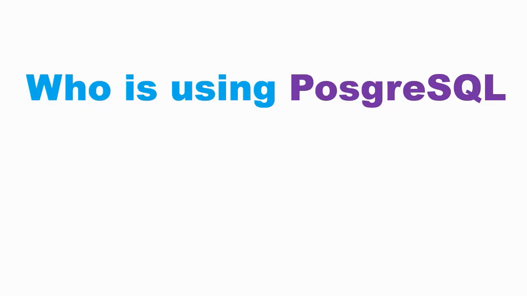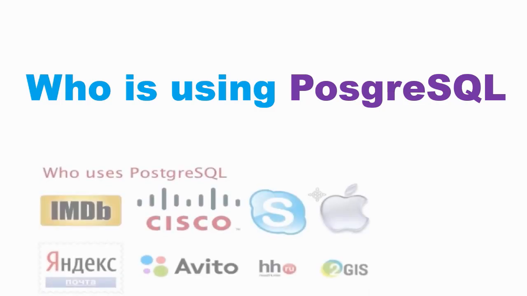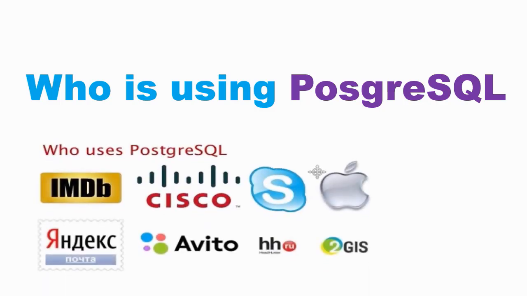There are lots of companies that are using PostgreSQL. Let's take a look at some notable companies. So this is just a very brief list of some notable companies that are currently using PostgreSQL. Notable ones include Apple, we've got Skype, we've got Cisco, and many others.